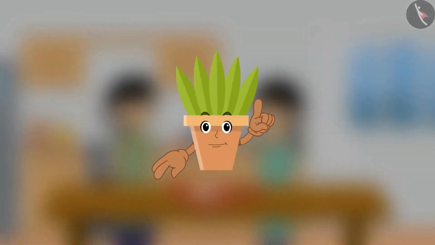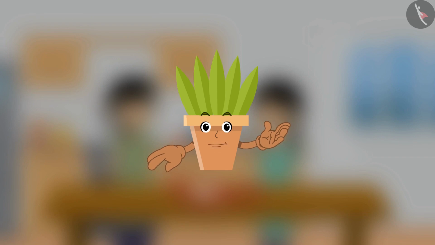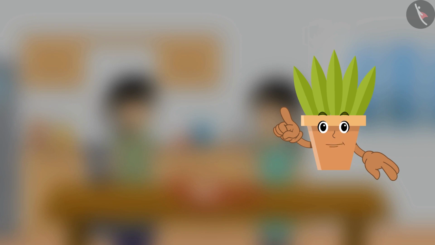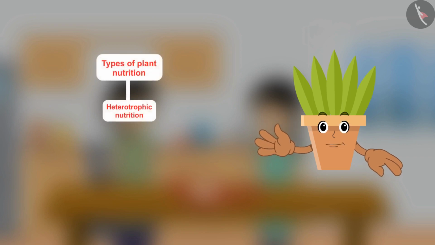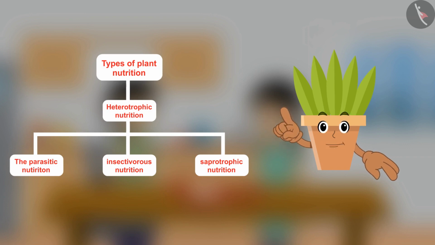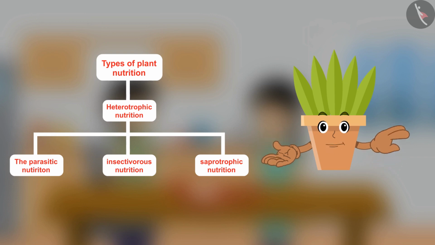Children, can you imagine how fungi eat decaying matter? In this video, you learned about 3 types of heterotrophic nutrition: the parasitic nutrition, insectivorous nutrition, and saprotrophic nutrition.